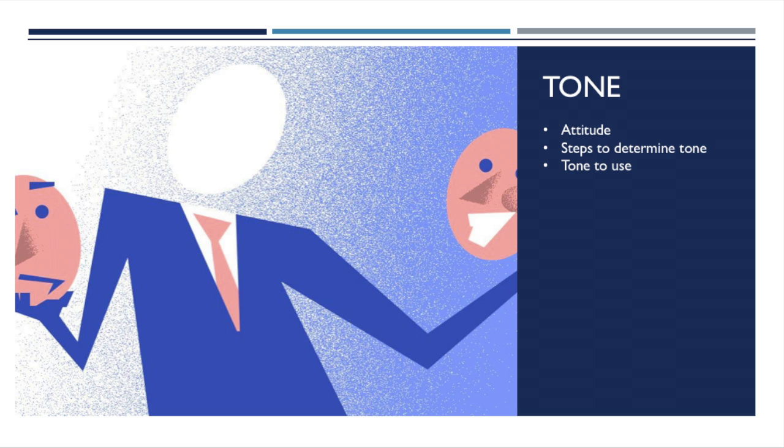So the writer should make sure that they're taking proper steps and measures to determine the tone to use, and they should ask 3 questions. The 3 questions in order to determine the appropriate tone are: why am I writing this document? Who am I writing this document to? And what do I want them to understand? And what kind of tone should I use when writing to that individual?